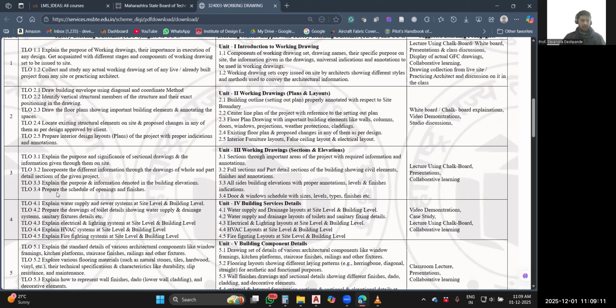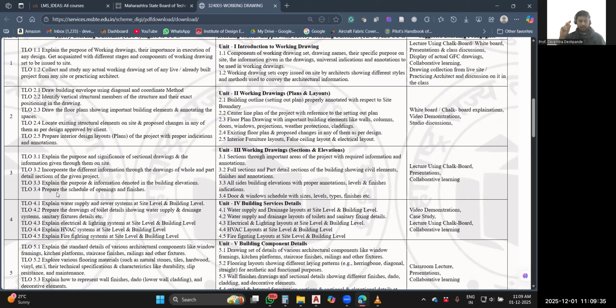The third TLO is to explain the purpose and information denoted in the building elevations. So here we are going to draw all side elevations of the proposed structure along with the annotations, levels and finishes which are to be incorporated within the construction process.